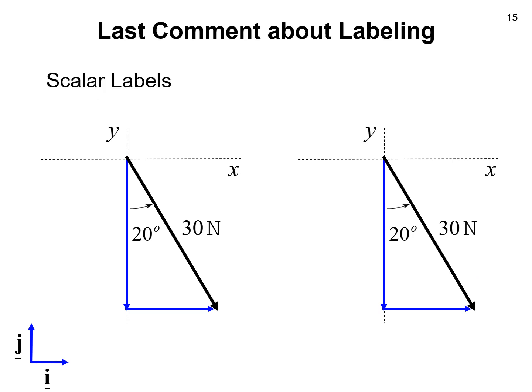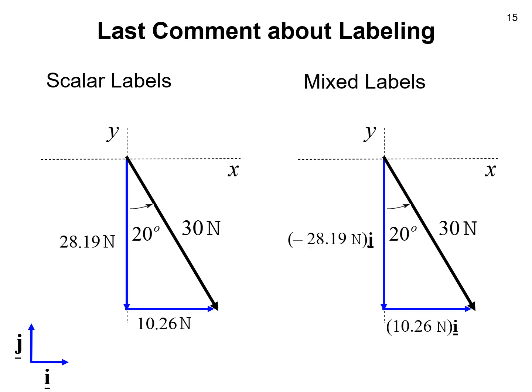One last comment about labeling. If I just use scalar labels, I'll write the magnitude of each component because the arrows now already tell me the directions of the components. Whereas if I use the mixed label system, I would put 10.26 newtons times i, but here I would say negative 28.19 newtons times j because now that whole expression is together the full definition of the vector. So just focus on this slide a little bit. It looks contradictory, but it's really not. The main issue is to be consistent, and in my case, I generally prefer the scalar labeling system on the left.